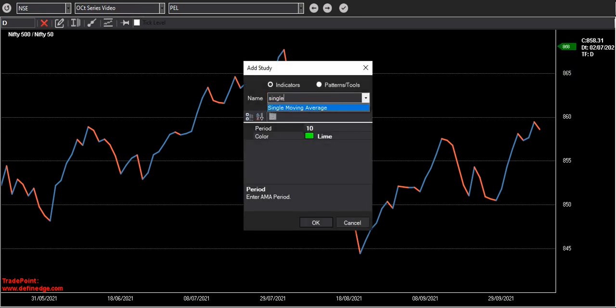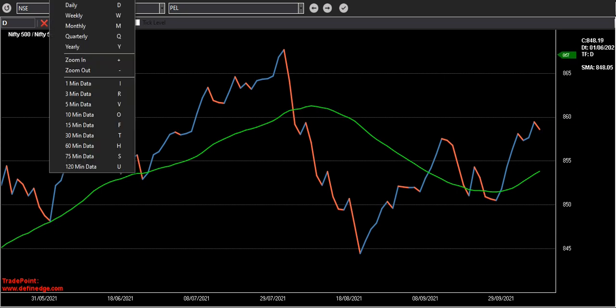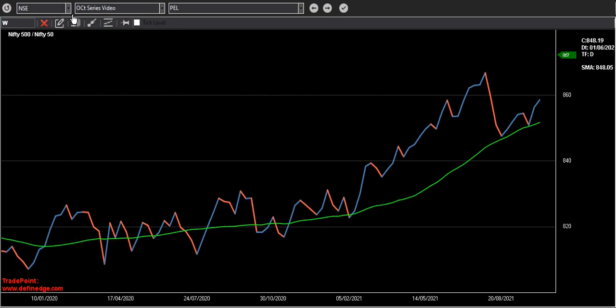I'll add a single moving average of 30 days and let us see how the ratio chart is looking. So the ratio chart is bullish. It has given a breakout here and now it is trending up. This is on the daily time frame. Let us also check on a weekly time frame. No problems on the weekly time frame as well. It has taken support on the single moving average and it is trending up.